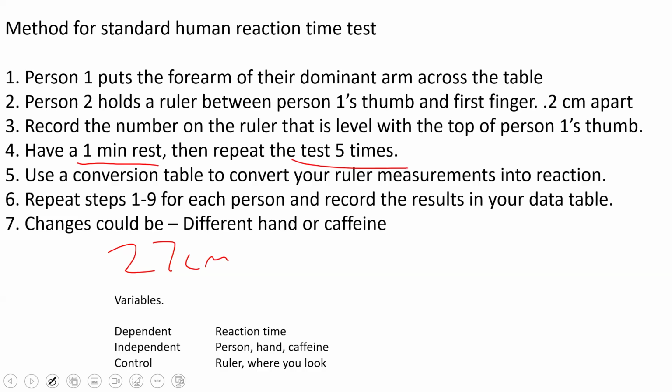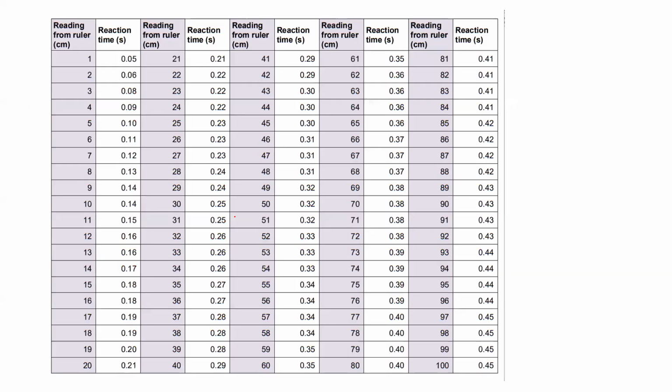Then, to actually convert your 27, or whatever your mean is, you need a conversion table. And a conversion table looks a bit like this. Now, you might get a conversion table, you might get a graph. If you get a graph, then you've got to look at where your mean is. So if it's 27 centimeters, you go across to 27 and up to your reaction time. Often they look like this. So 27 centimeters, that's my mean there. So my reaction time is 0.23 seconds.